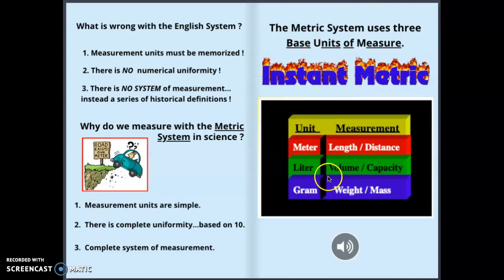Speaking of the base units, you've heard of these before. The meter, you're familiar with it from the meter stick. The liter, think of the big soda bottle, the 2-liter soda bottle. You're familiar with this size already. And grams, when it comes to weight, you've all heard of that as well. So, all you have to do is memorize meters for length, liters for volume, and grams for weight. These are the base units, and we need these to make our measurements.